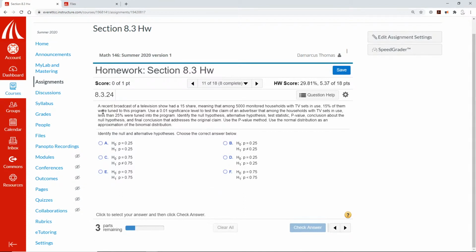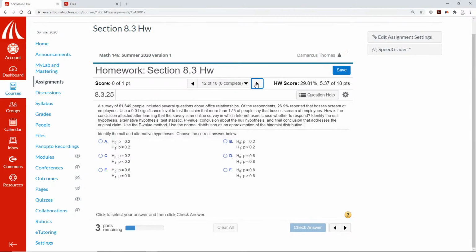I think we looked at a particular problem like this. A 15 share, so on and so forth. See this? Use a 1% significance level to test a claim that more than 1/5 of people say the bosses scream. Well, 1/5 is 20%. And if we're testing that it's more than 20%, we have to set our null to be 20%. So I like B.